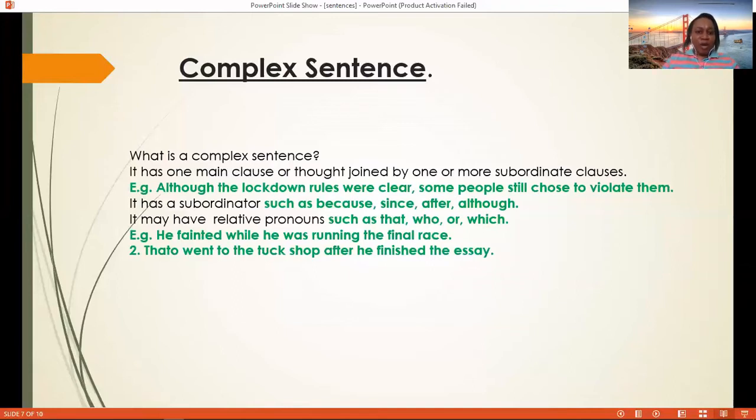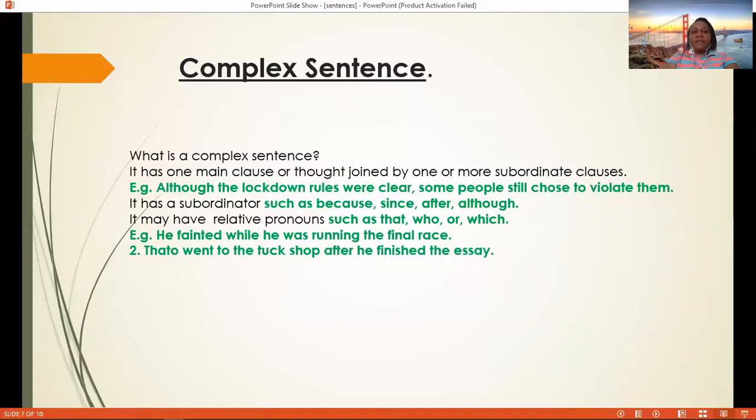Right, I want you to note also that a complex sentence has what we refer to as a subordinator. A subordinator such as because, since, after, although. In our first example, we've already seen the use of a subordinator, although.